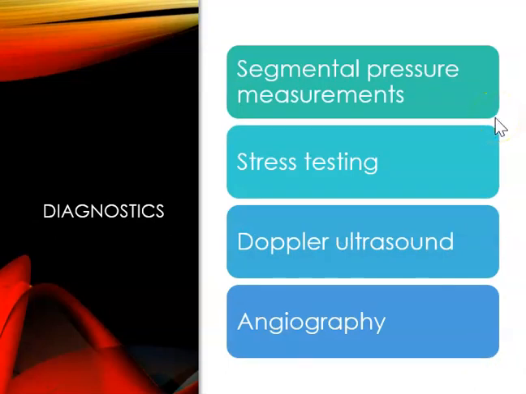For these patients, we can do segmental pressure measurements, and that's when we take a blood pressure cuff and a Doppler device to compare blood pressures between the upper and the lower extremities. And you're usually going to see a decrease on the lower extremity. Stress test, they're going to have the patient get on a treadmill, and that provides a functional assessment of their limitations. In PVD, the pressure at the ankle may even decline even further during exercise.